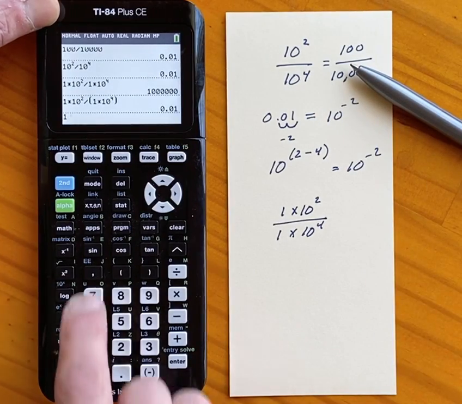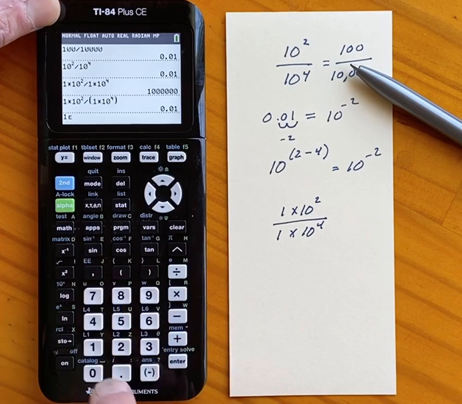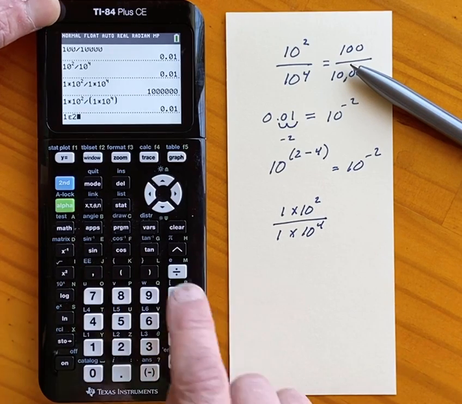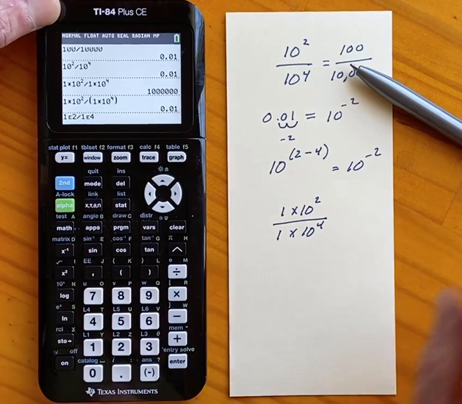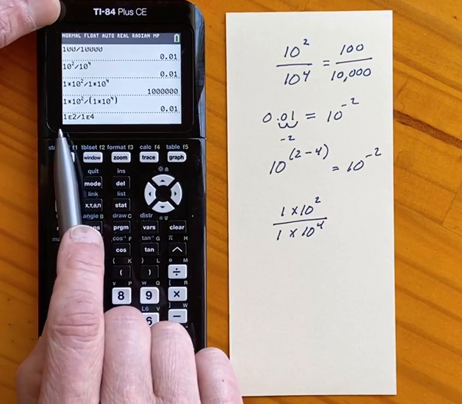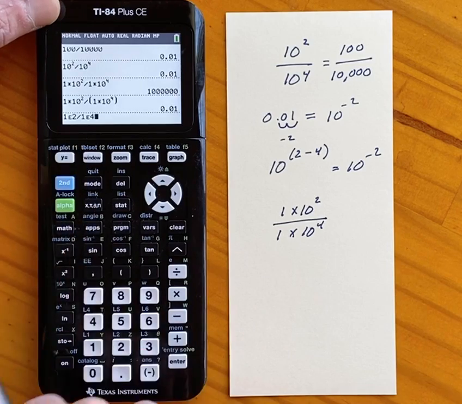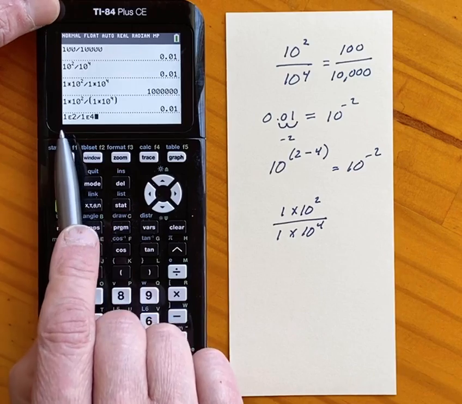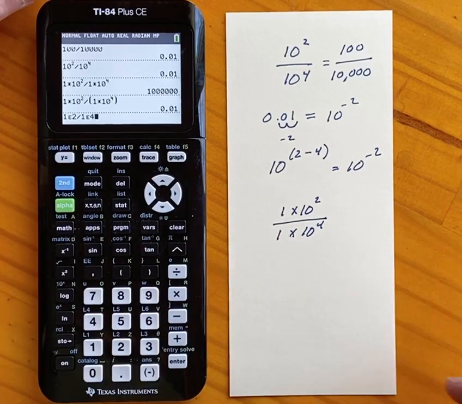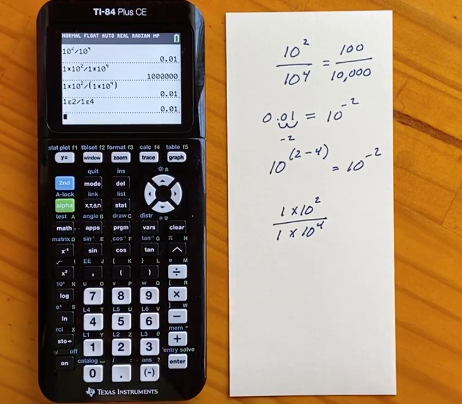I would do 1 times 10 to the 2nd divided by 1 times 10 to the 4th. So before I hit enter, I want to point out what's here. You've got 1 capital E2. That means 1 times 10 to the 2nd. So the capital E takes the place of the times 10 to the, and then the 2 is just the exponent.